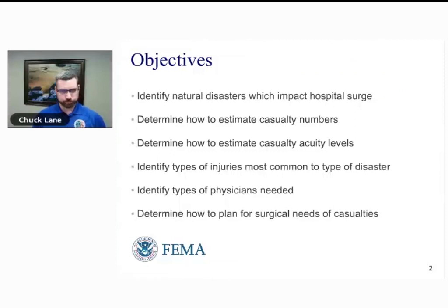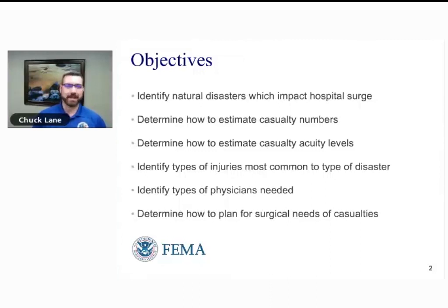So the objectives for this, we're going to identify the different natural disasters which do impact hospital surge, kind of what things are relevant to your area. We'll talk about the HVA a little bit. And a good bit of this is going to be around how to estimate casualty numbers. There's no hard and fast rule with this, but trying to understand how many people are in our community, how many people might be impacted, and then how many of those people are going to come see us at the hospital. How to estimate casualty acuity levels.